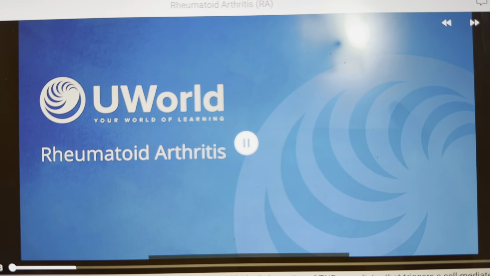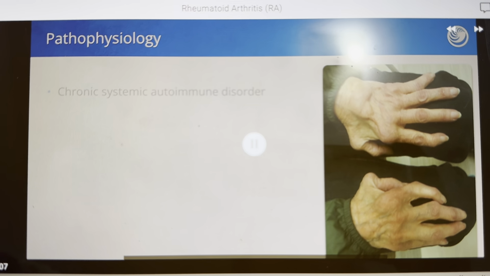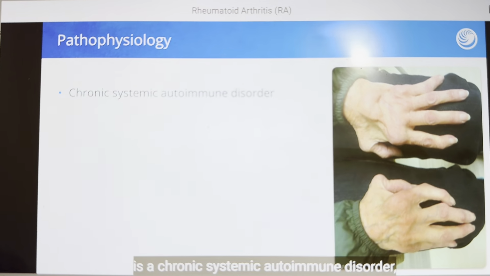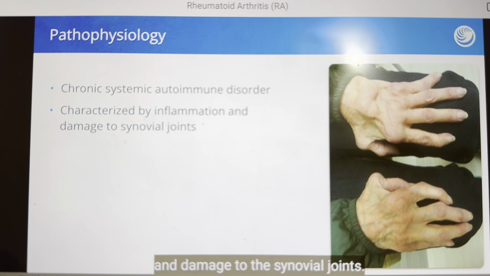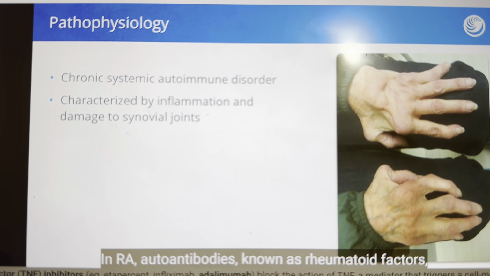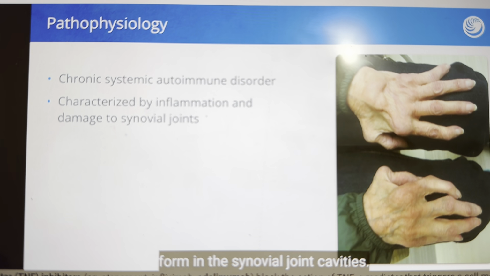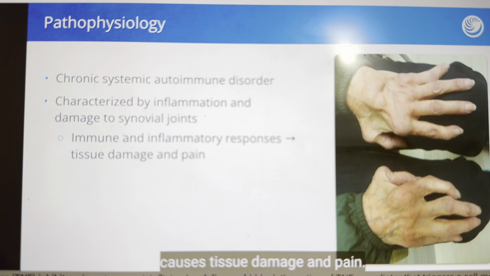Rheumatoid arthritis. Rheumatoid arthritis, or RA, is a chronic systemic autoimmune disorder. And RA is characterized by inflammation and damage to the synovial joints. In RA, autoantibodies, known as rheumatoid factors, form in the synovial joint cavities. This immune and inflammatory response causes tissue damage and pain.